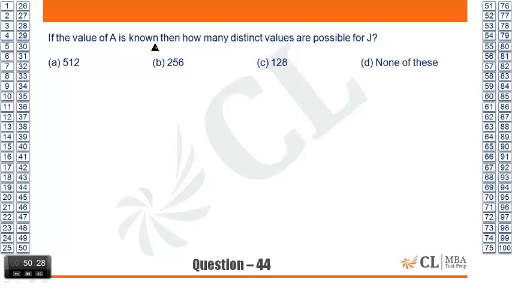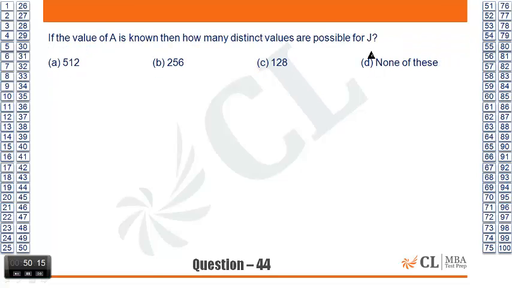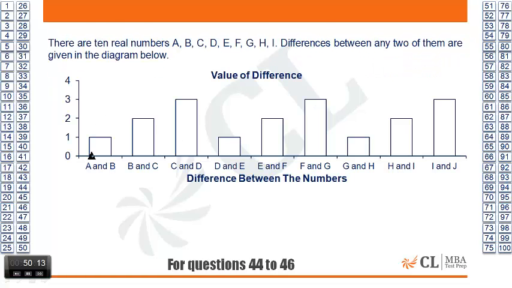Differences. Value of A, this tension. If all the 10 numbers from A to J are positive integers, then at least how many of them are even? How many of them are even? So it all depends upon what A is, no? So we have A, B, C, D, E, F, G, H, I, J. Which means if A is even, B has to be +1 or -1. So B will be odd.